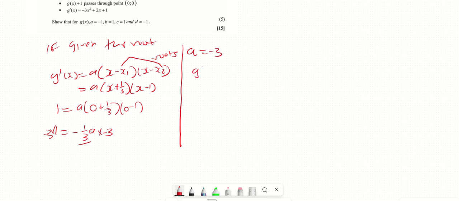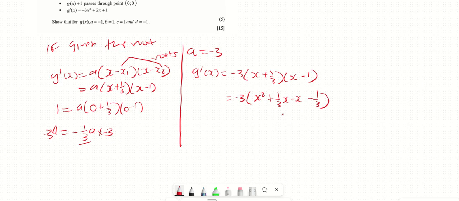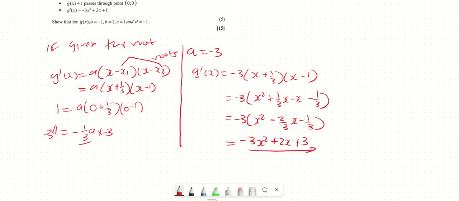Then I have my equation: g prime of x is equal to minus 3 into (x plus 1 over 3)(x minus 1). So I have minus 3 into (x squared plus 1 over 3 x minus x minus 1 over 3). So we have minus 3 into x squared, and this is going to be 1 over 3 minus 1, which is minus 2 over 3 x, minus 1 over 3. Multiply inside by negative 3, so it's minus 3x squared plus 2x plus 1. That's the equation. I've answered that.